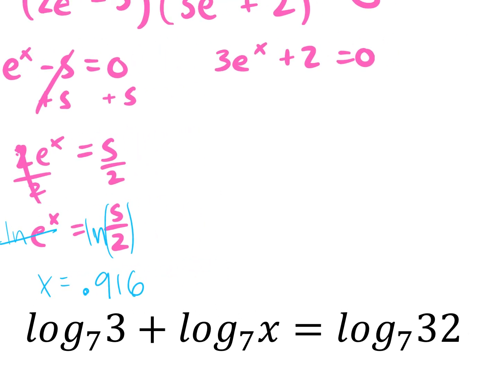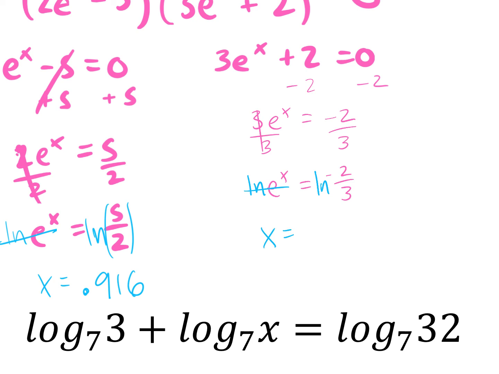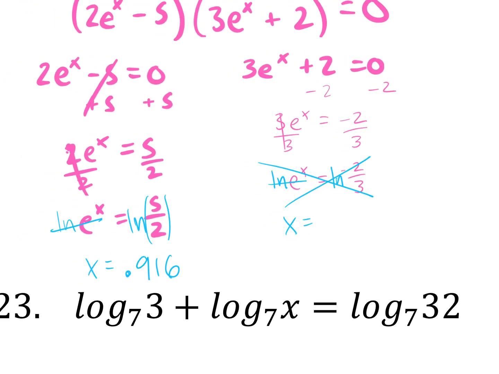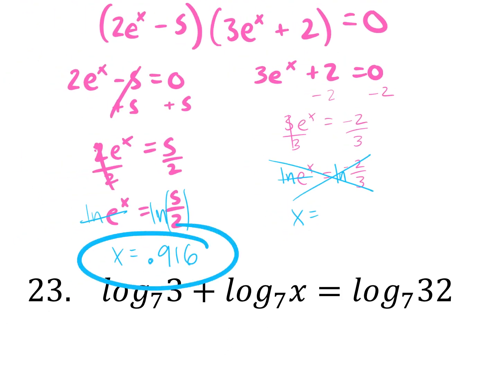Perfect. Now we do the same thing with our second equation here. Subtract 2 on both sides. So 3 e to the power of x is equal to -2. Divide by 3. e to the power of x is equal to -2/3. How do I solve for x? Take the ln of both sides. Can I take the ln of -2/3? Nope, you can't take the ln of a negative number, so there is no solution here. It's just not an answer. So our only answer here is 0.916.